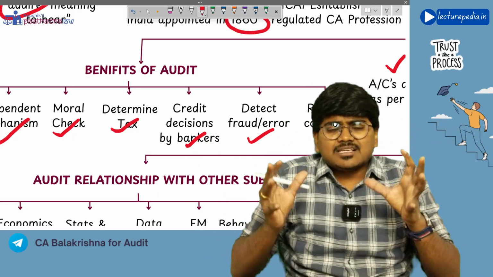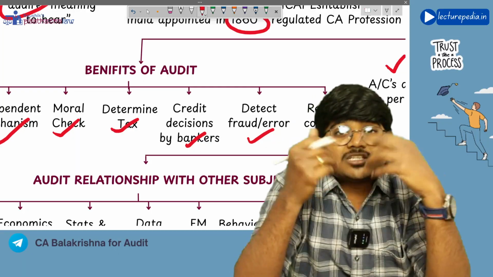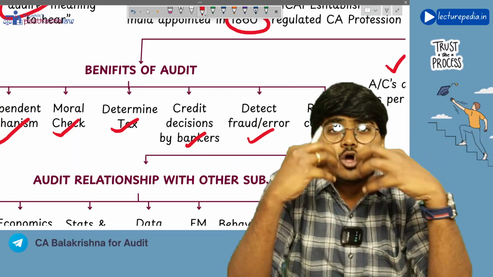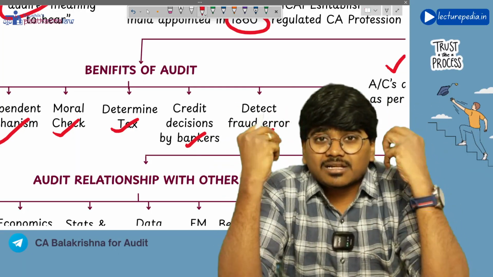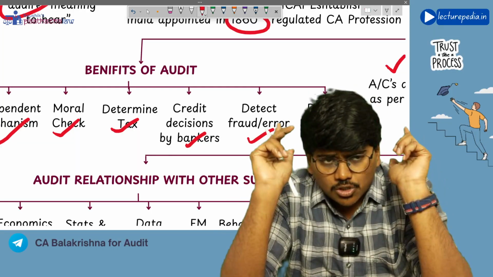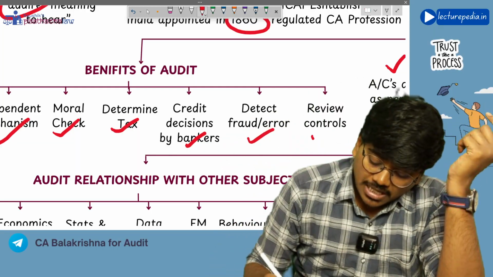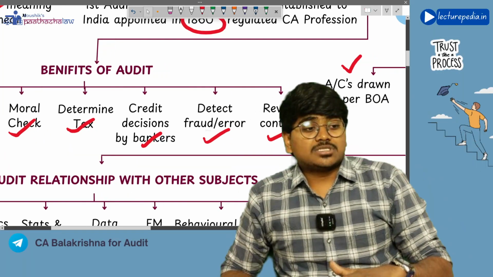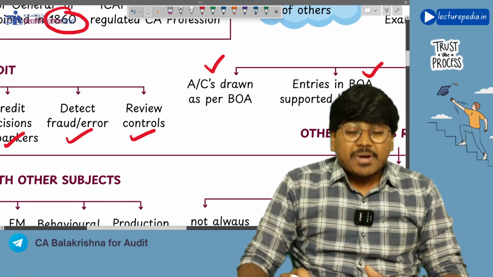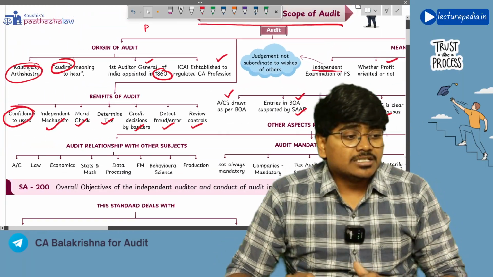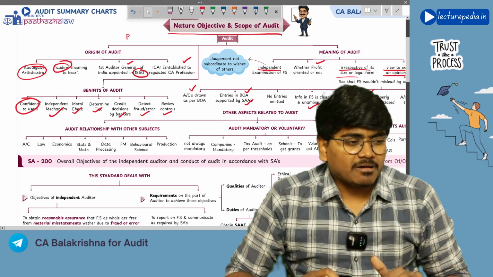We will understand this in 4th chapter. While understanding risk of material misstatement, we will understand why the auditor will review the internal controls. So audit will also help to review the internal controls. So these are the benefits of internal control, right?